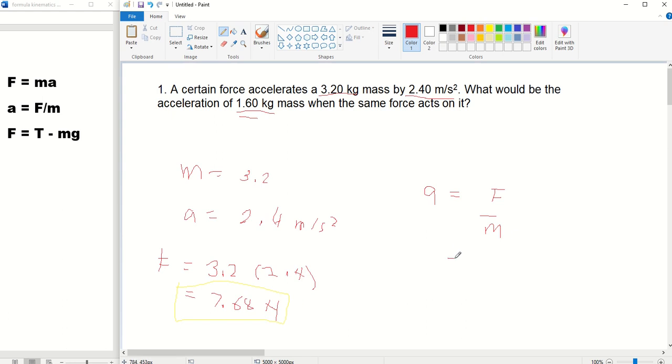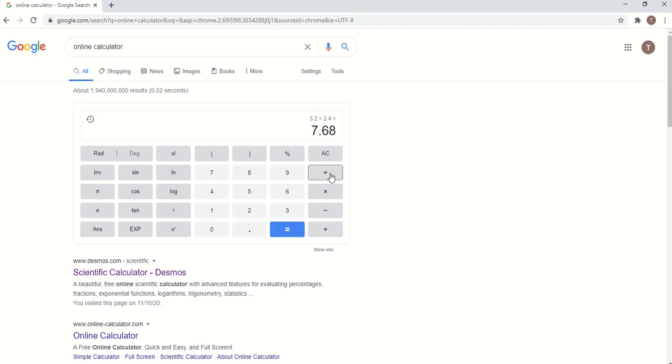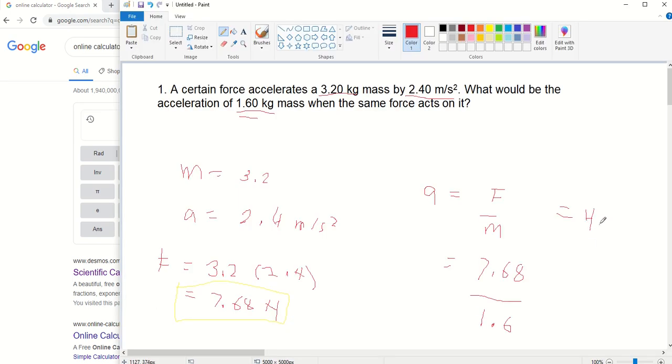Which is yung 7.68 newtons. So ngayon, 7.68 divided by dun sa ating 1.6 kilograms. So ngayon, calculate natin, 7.68 divided by 1.6. So ang nakuha natin ay 4.8 meters per squared second. So yun na ang ating acceleration. Ayan na. So ngayon, let's proceed dun sa next problem.